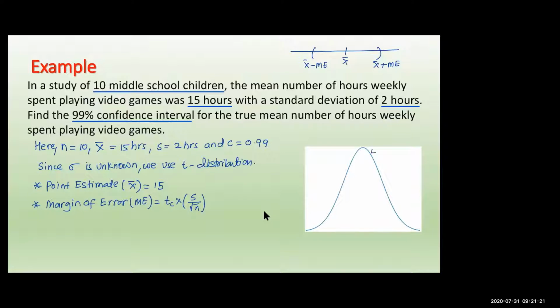So this is our t distribution. T distribution with your n is 10. So 10 minus 1 is equal to 9 degrees of freedom. So along the x-axis, you have the random variable t. We are looking for a 99% confidence interval. So in the middle, you have 99% area.